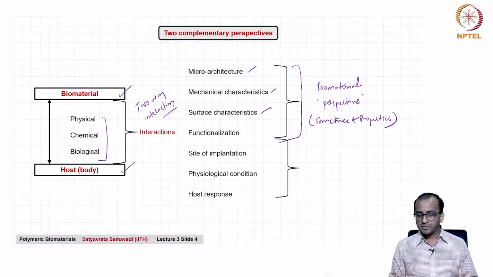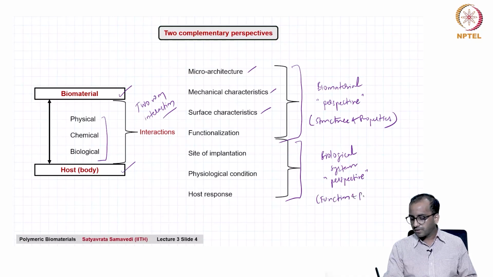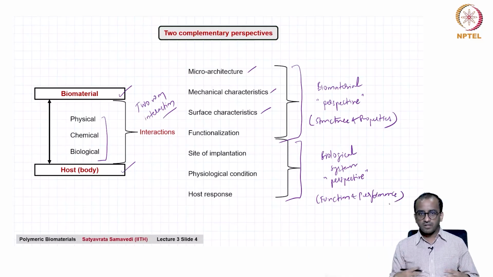governed by surface properties. And on the bottom, the last three are what we would call the biological system perspective, which would include function and performance. And between these two, we have covered the entire title of the course itself: Polymeric Biomaterials, Structure Properties and Function Performance. So you see, understanding only one of them is only half the picture.